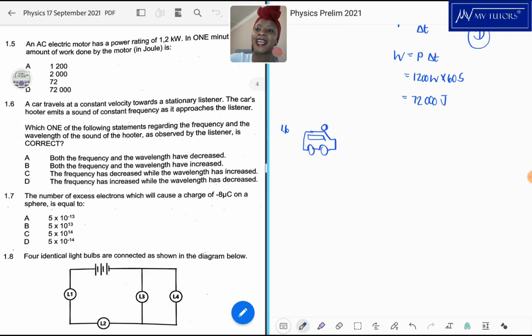It is emitting sound from the hooter. Okay, it is moving towards a stationary listener. So you have a stationary listener there, minding their own business. And as it approaches, if I were to draw the waves, it would look something like this. Okay, the sound that is emitted.